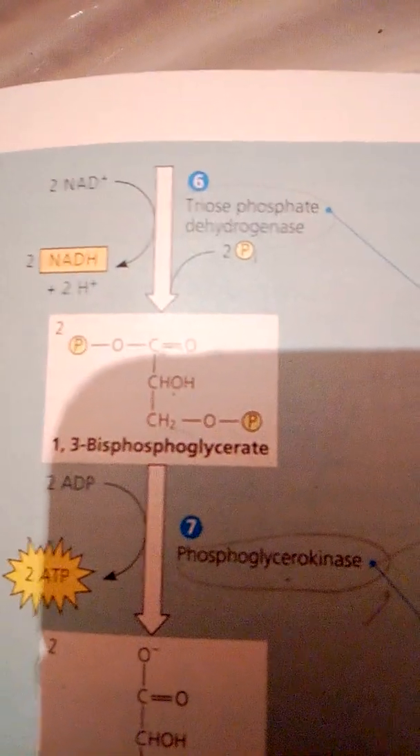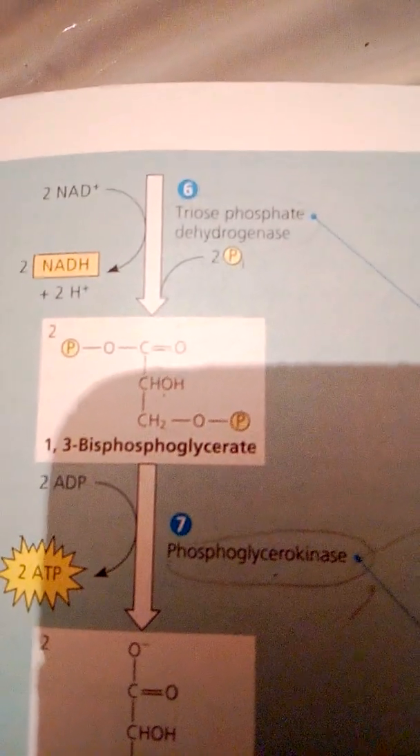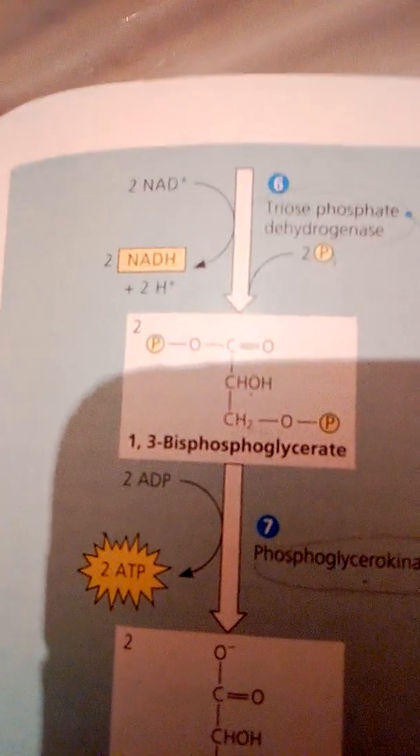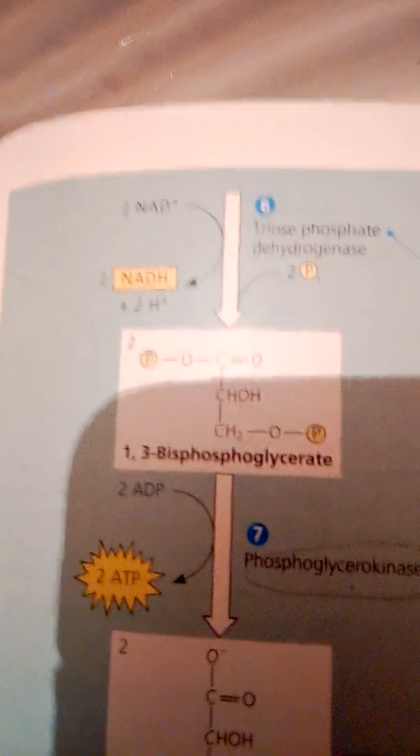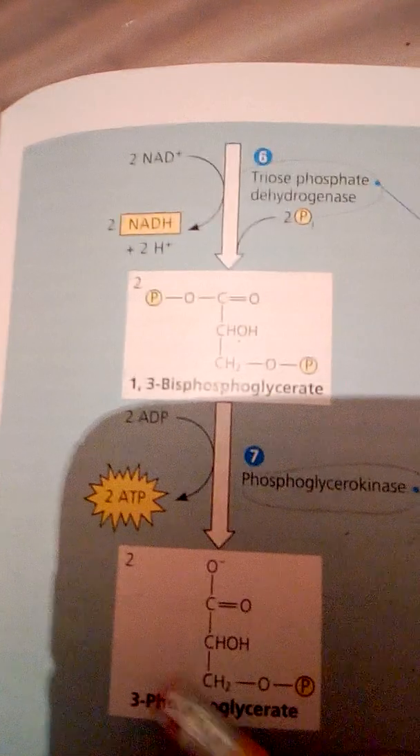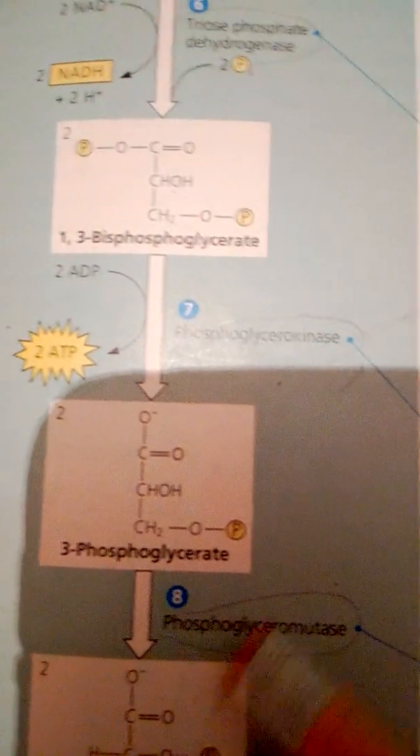Glucose has been converted to 2 molecules of 3-phosphoglycerate, which is not a sugar. The carbonyl group that characterizes a sugar has been oxidized to a carboxyl group, COO minus, the hallmark of an organic acid. The sugar was oxidized in step 6, and now the energy made available by that oxidation has been used to make ATP. Step 8: next, the enzyme relocates the remaining phosphate group. This step prepares the substrate for the next reaction.